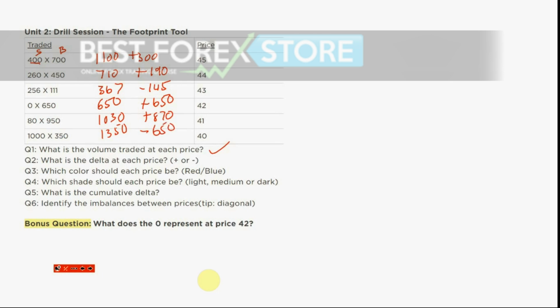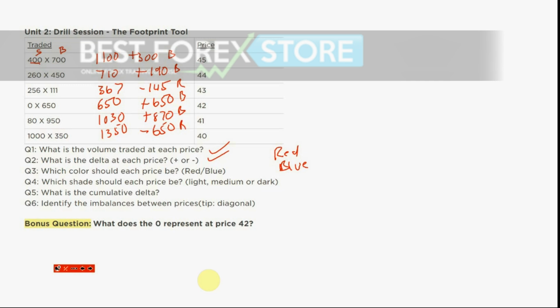Okay, so straight away you can see that the delta varies at each price. Now, the next step was, which color should each price be, either red or blue? The color just simply shows us whether it was buyers who won at that price or sellers who won at that price. So when the color is red, the sellers won, and when the color is blue, the buyers won. By won we mean there was a positive impact on the delta. So very easily, we got a blue, a red, a blue, and a red.